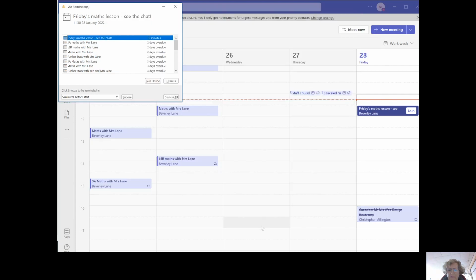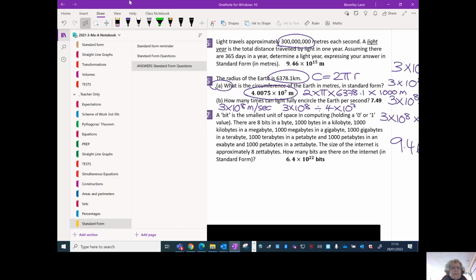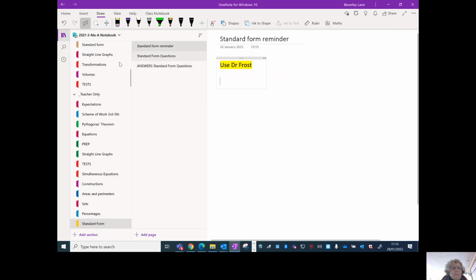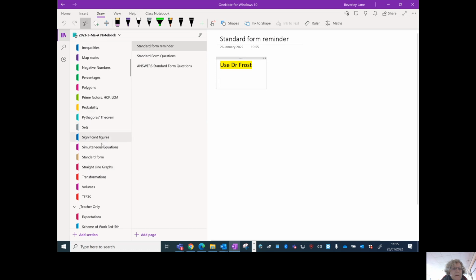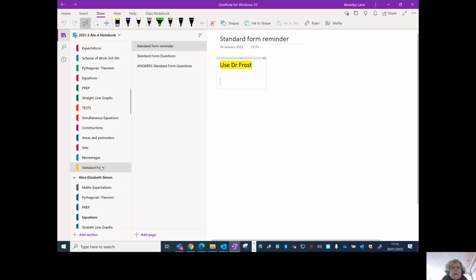Okay, bear with me. Right, where are we? Let's get that down. Right, into OneNote. Standard form reminder. Okay, standard form. Right, so I'm going to have to rub it out, silly me. Oh, sorry, no, I did it somewhere else. I did it as a PowerPoint.